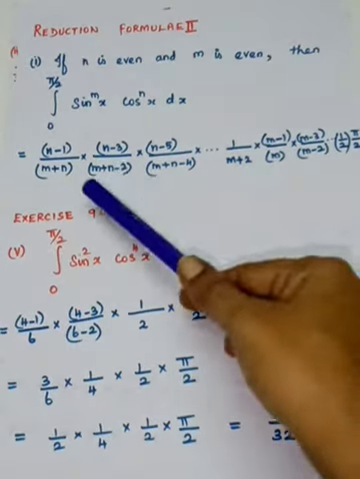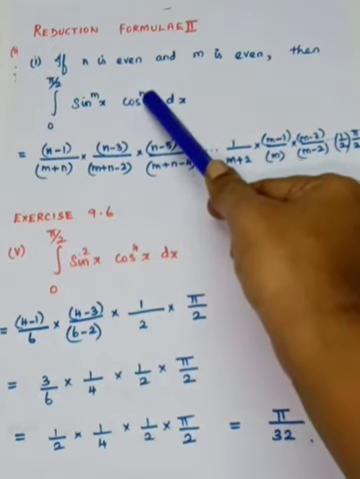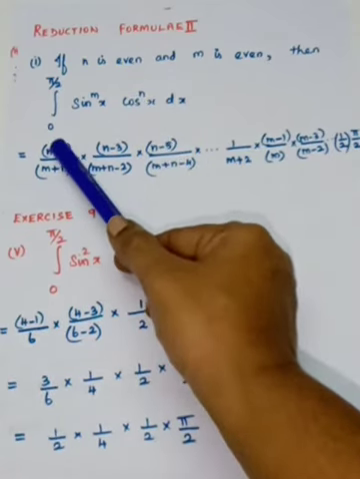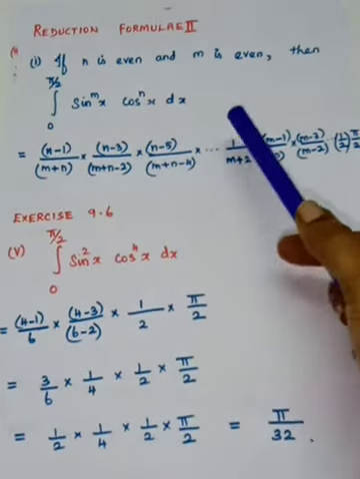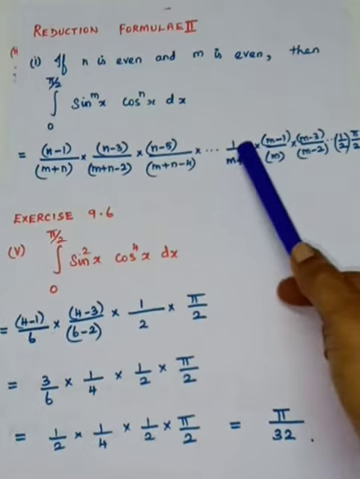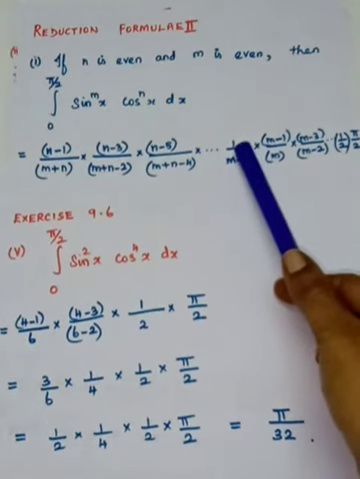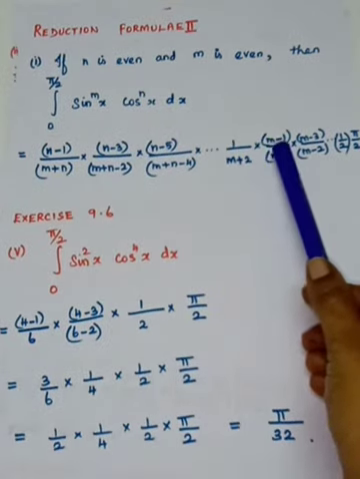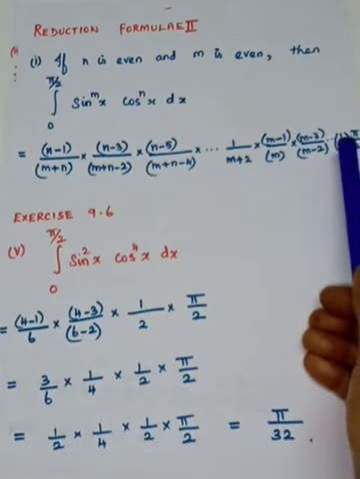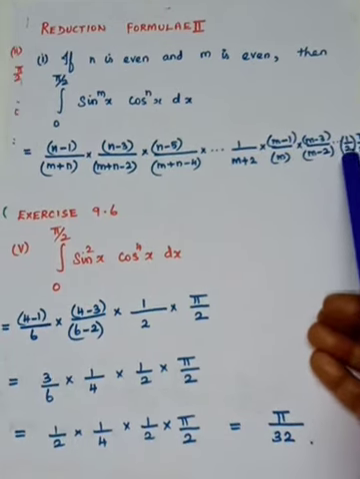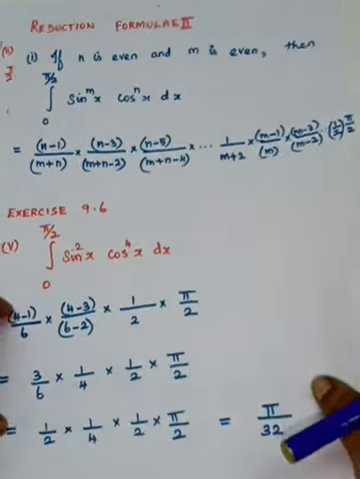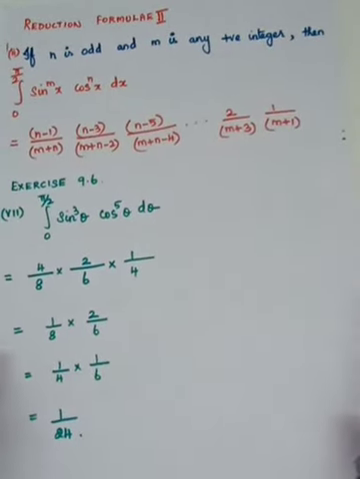The reduction formula: both the powers are even. So in the numerator, you have to start with the power of cos x by reducing the odd number till you get 1 in the numerator. After getting 1, you have to start using the power of sin x. So how we have tried m minus 1, m minus 3, till you get 1. Okay, after getting 1 by 2, you have to multiply with pi by 2.